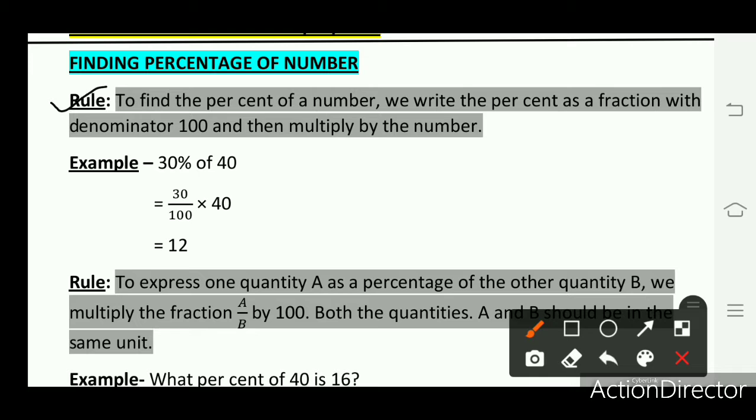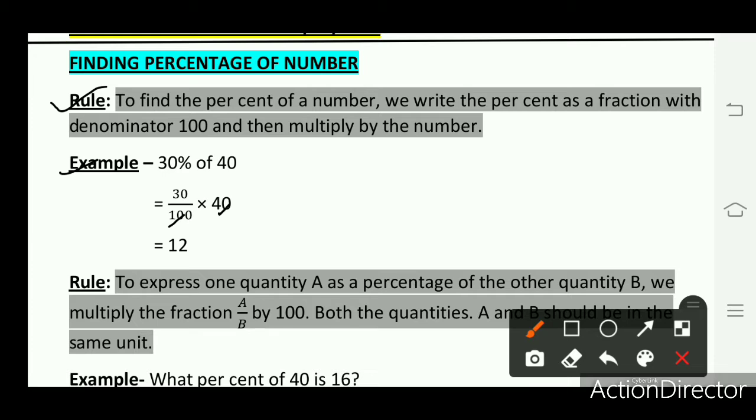The first rule, to find the percent of a number, we write the percent as a fraction with denominator 100 and then multiply the number. For example, 30% of 40. So here first we write percentage as a fraction. After that we multiply by 40. So here we write 30 upon 100 multiply by 40.